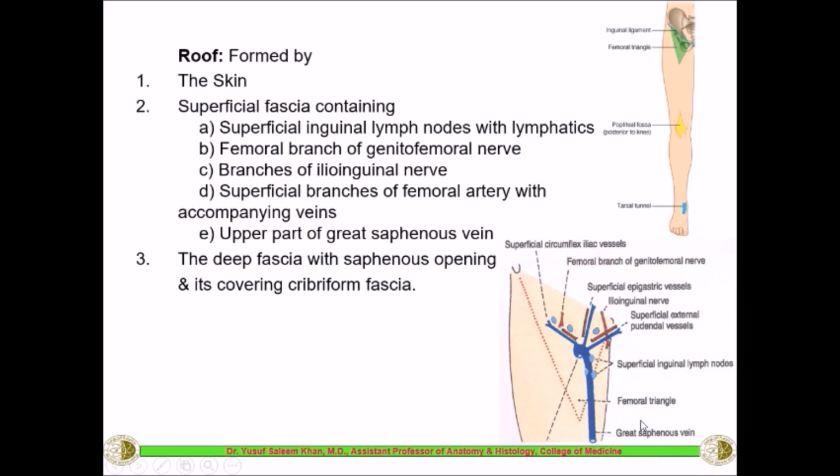So this is the great saphenous vein which is opening into an opening called the saphenous opening, and it is covered by the cribriform fascia. Over this opening there will be a fascia that is called the cribriform fascia, and this opening is called the saphenous opening, and through this opening the great saphenous vein will be opening into the femoral vein.